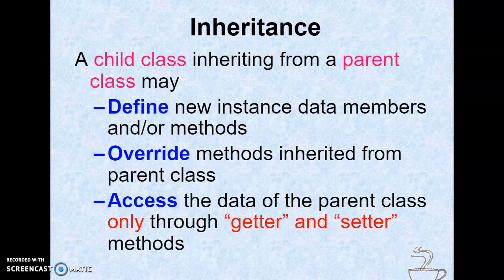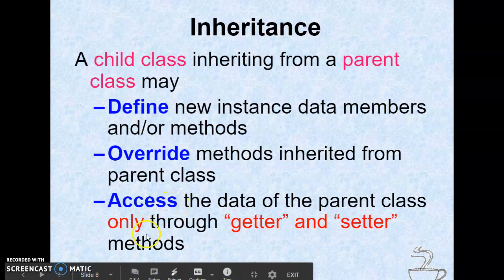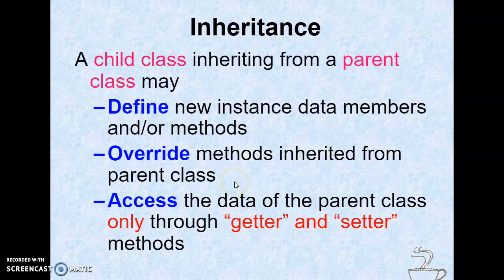They get everything a parent class has, but they may add new instance variables or methods. They may override methods inherited from a parent class. And they can access the data of the parent class only through getter and setter methods. Now, there is a caveat to this. They can also use the keyword protected. Just like how we have public and private, the keyword protected means that it is only accessible to anything in the inheritance hierarchy.